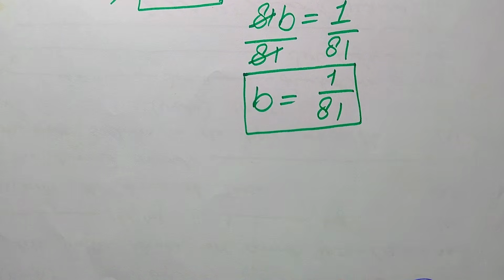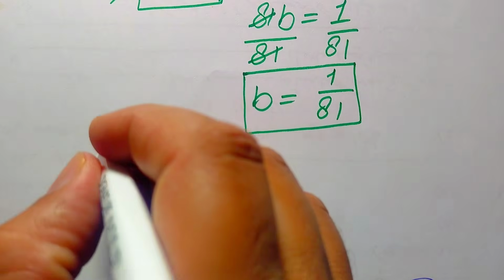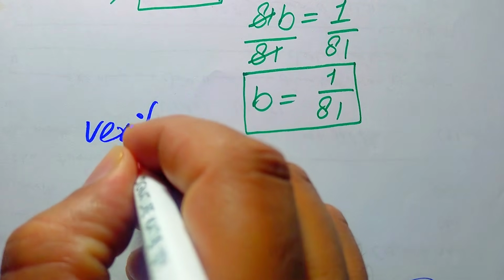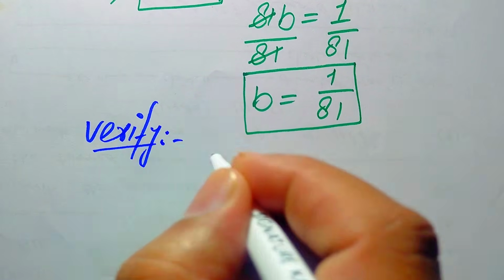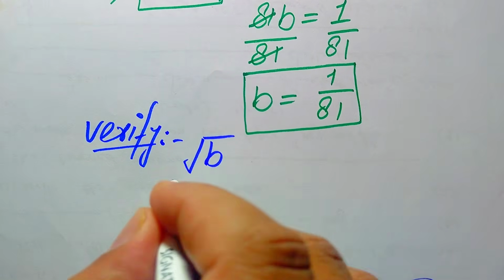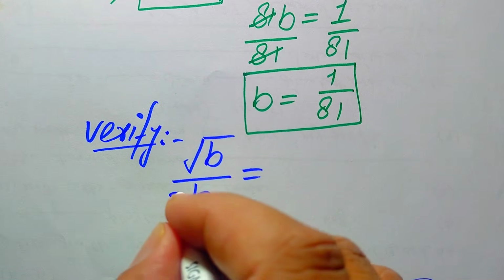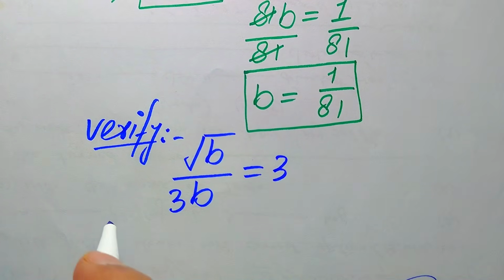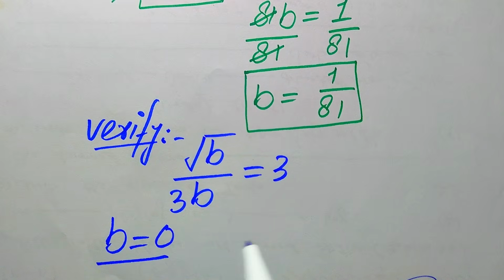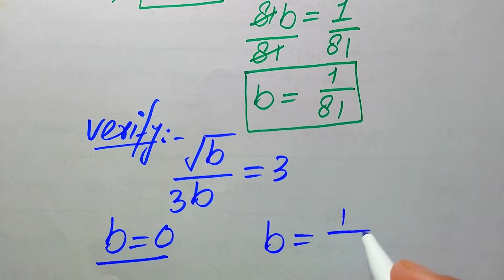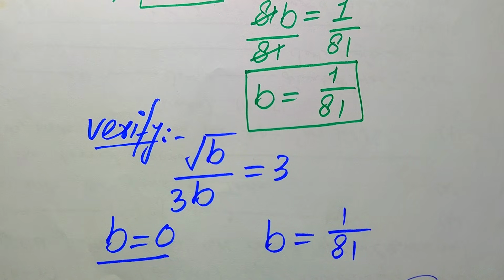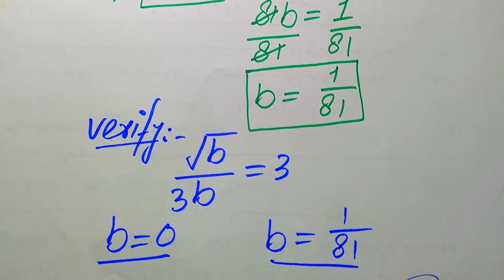And now in the next step we need to verify whether this value of b is a solution or an extraneous root. For verification, we need to copy down the given question statement. Here it is: the square root of b divided by 3 times b is equal to 3. On this side we will verify b is equal to 0, and on this side we will verify b is equal to 1 over 81.